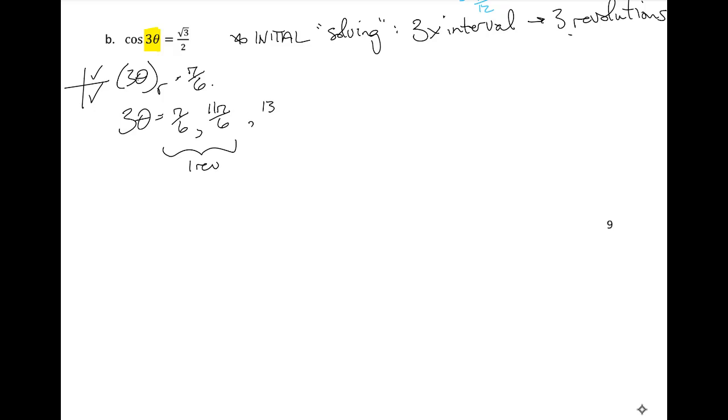So I've got 13 pi over 6 and 23 pi over 6. And that is my second revolution. And finally, I'm going to have 25 pi over 6 and 6 times 6 is 36, minus 1 is 35 pi over 6, and that is for my third revolution.